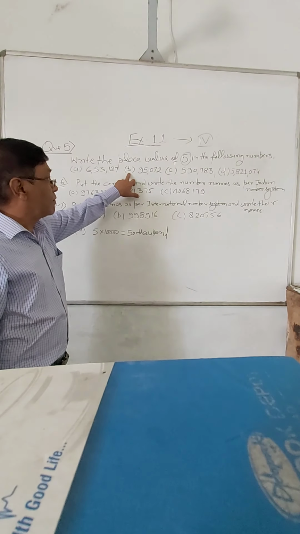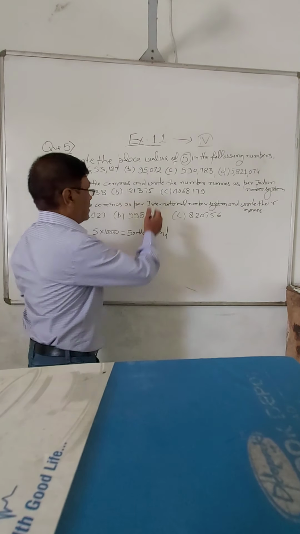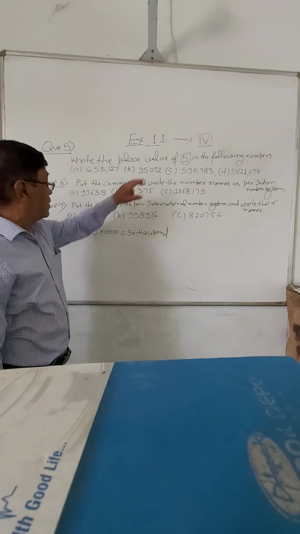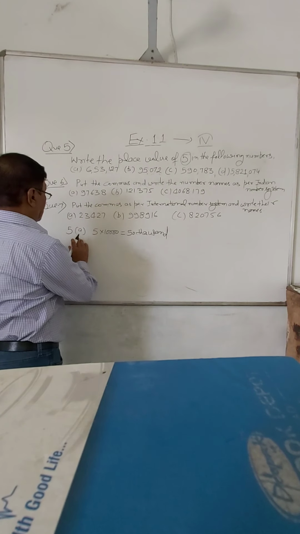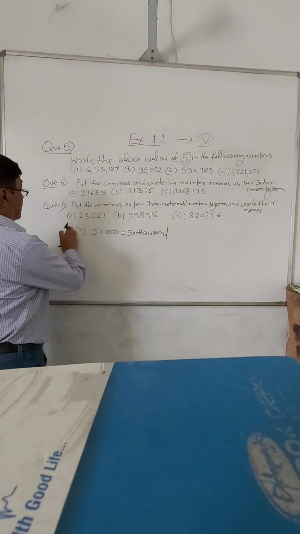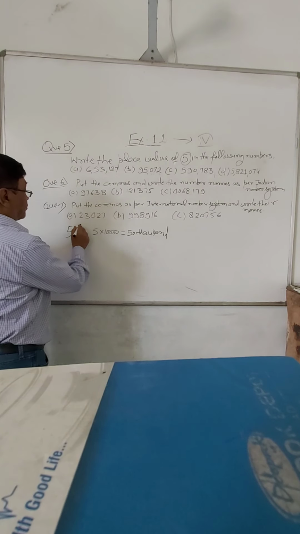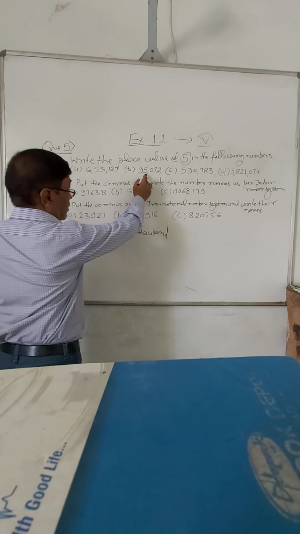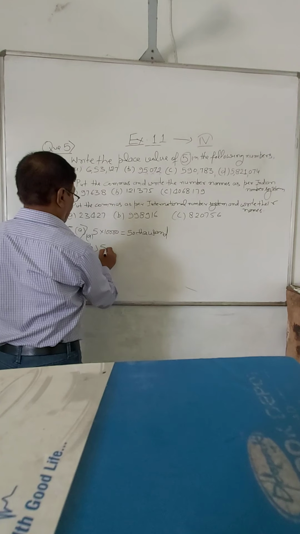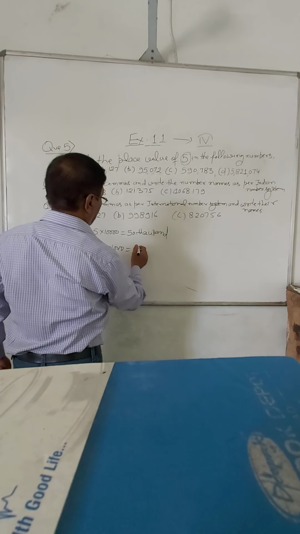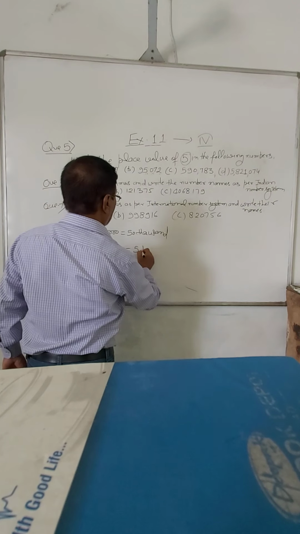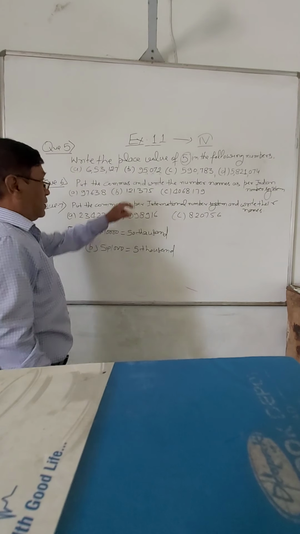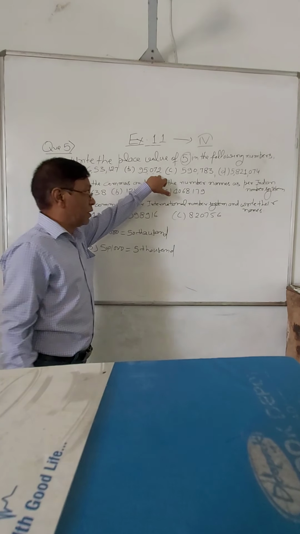Question number 2. 5 is coming here. So here ones, tens, 100. This is coming on the 1000 place. So what will be the place value of 5? A part was this, this is the B part. B part, what will be the answer? After 5 put the 0 here. So 5 into 1000, that will become 5,000. So the place value of the 5 in this number will become 5,000.